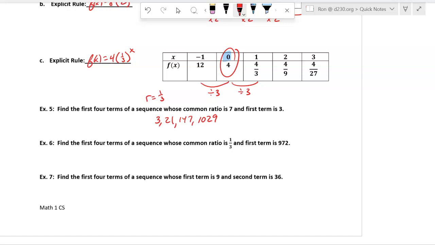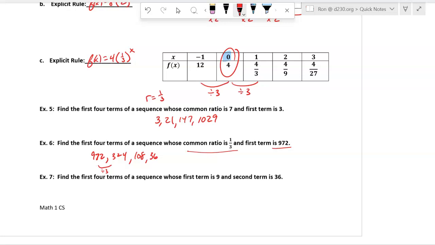The next one has a common ratio of 1/3. And the first term is 972. So my first term is 972. My second term, I'm going to do 972 divided by 3, right? Which is going to give me 324. I'm going to divide that by 3 to get 108. Divide that by 3 to get 36. And that's my fourth term.